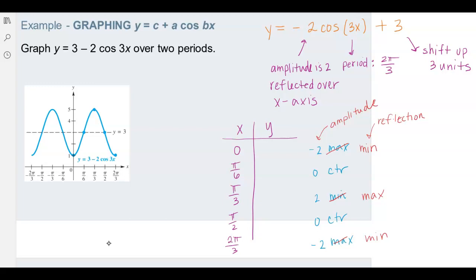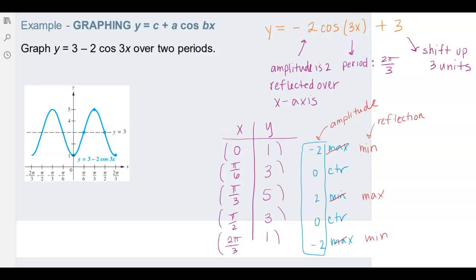Now the last thing that we have to do is think about the shift, the up. So all of these values in blue have to be shifted up by 3. So I'm going to add 3 to all of them. So -2 plus 3 will be 1. 0 plus 3, that's going to be 3. This will be 5, 3, and 1. So here are my values.